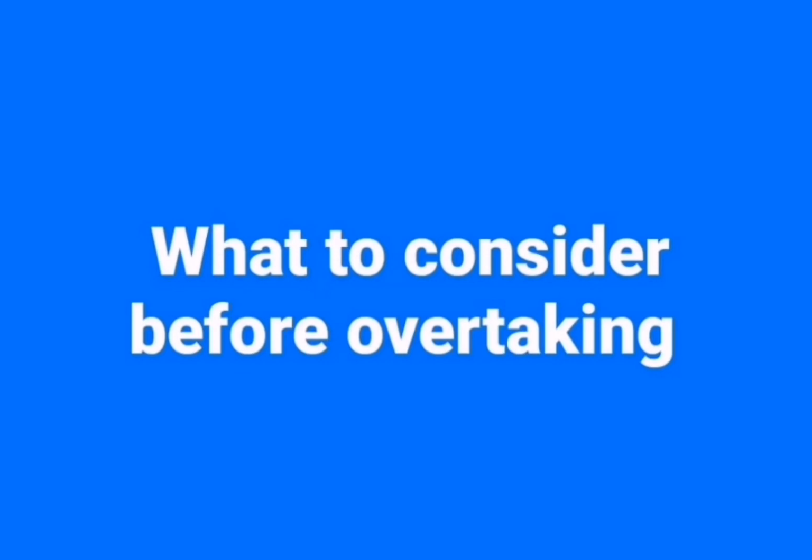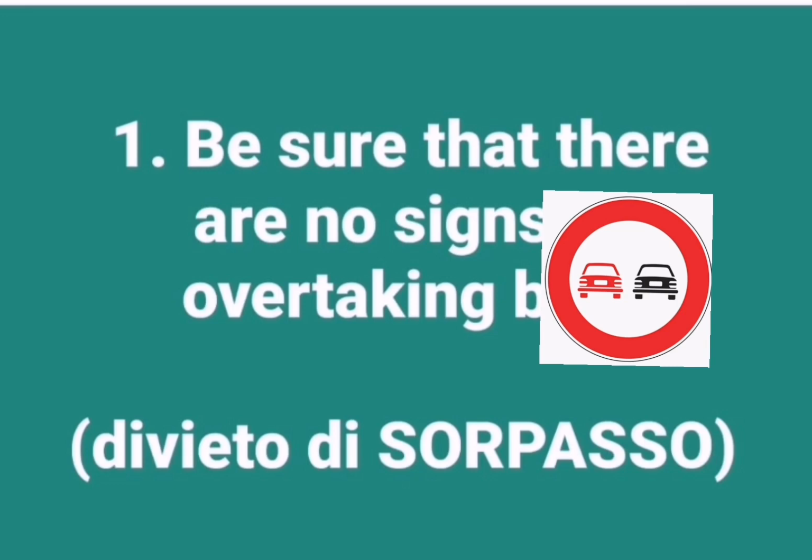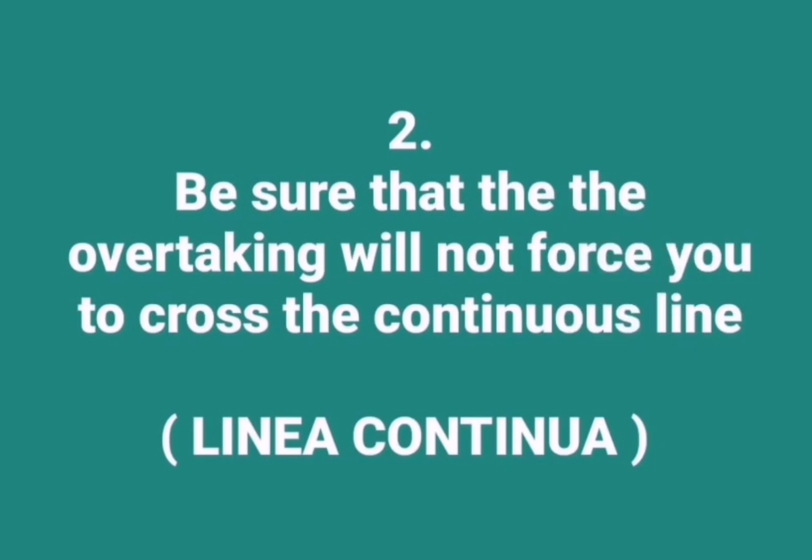Okay. What to consider before overtaking? The first thing is to be sure that there are no signs of overtaking ban, which is divieto di sorpasso. Be sure that there are no signs that forbid overtaking before you think of overtaking. Then another thing is to be sure that overtaking will not force you to cross the continuous line. If there is a continuous line on the floor, remember the rules state that on no condition should you cross the continuous line. So if there's a continuous line on the floor and you know that when you are going to make your overtaking, it will force you to cross the continuous line, you cannot overtake.